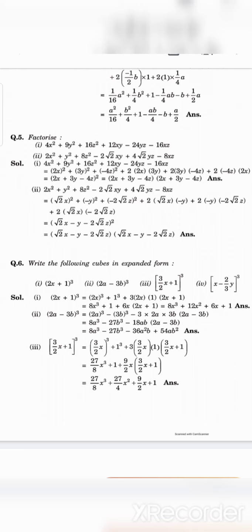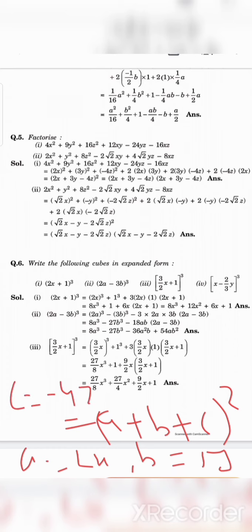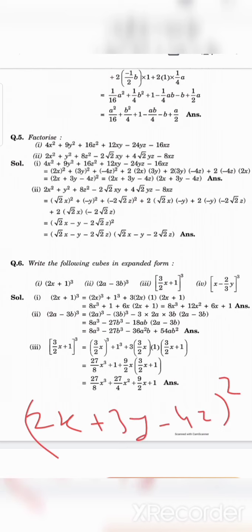So now we write the factorization. The factorization of identity number 5 is a plus b plus c whole square. Comparing the terms, we get a is equal to 2x, b is equal to 3y and c is equal to minus 4z. Substituting all the values in the factor side of our identity number 5, we get the factor of our polynomial as 2x plus 3y minus 4z whole square, and whole square means two times multiplication of the bracket, and it is the factor of our polynomial.